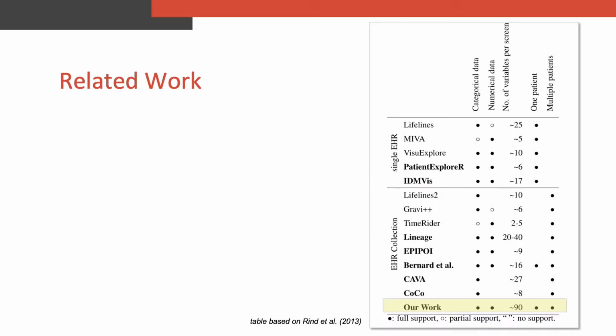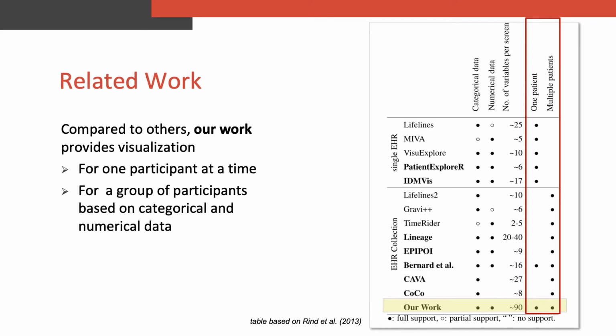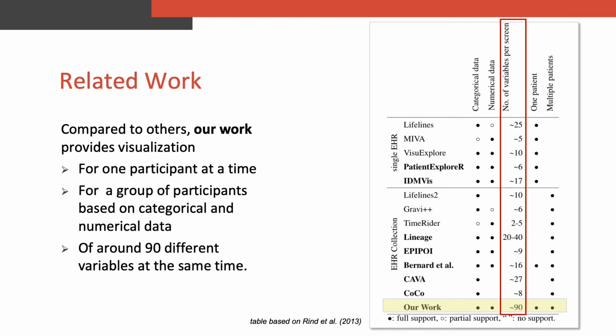We analyzed related works based on characteristics we found in a survey by Ryan and co-authors. We can observe that most systems display categorical data, while some do not include numerical data. While most survey tools separate views of single or multiple patients, our work presents a hybrid approach, allowing users to interact with the cohort of participants while viewing specific information from each subject of the study. Most tools are limited to presenting a few data on a single view, while our work can show an overview of around 90 different variables.